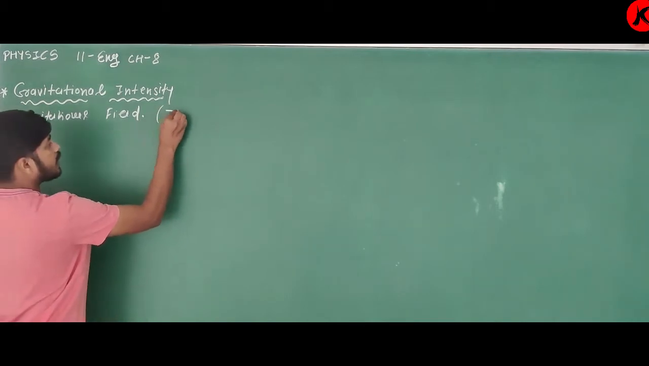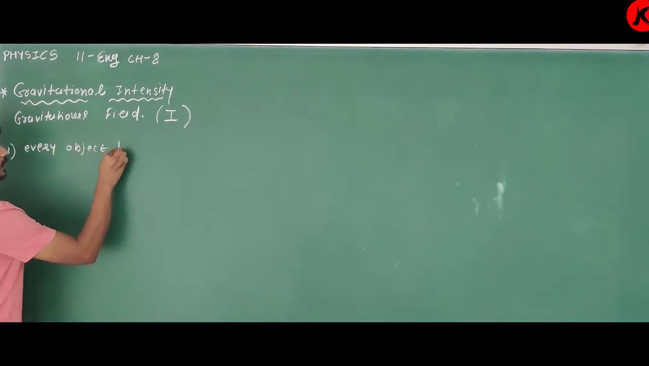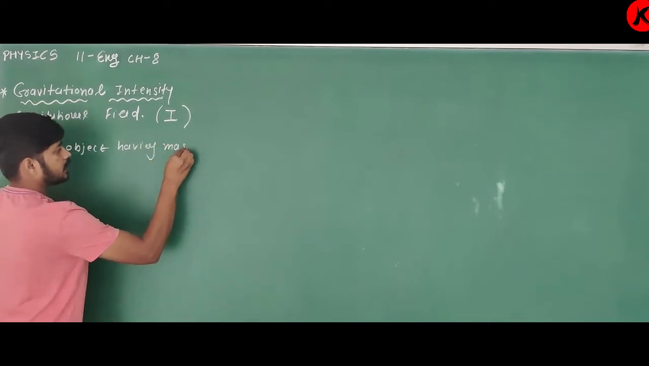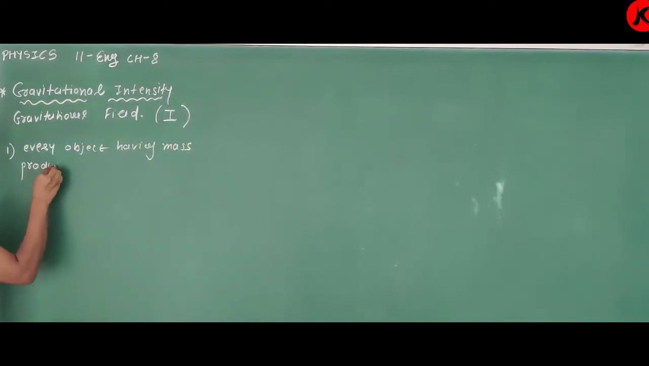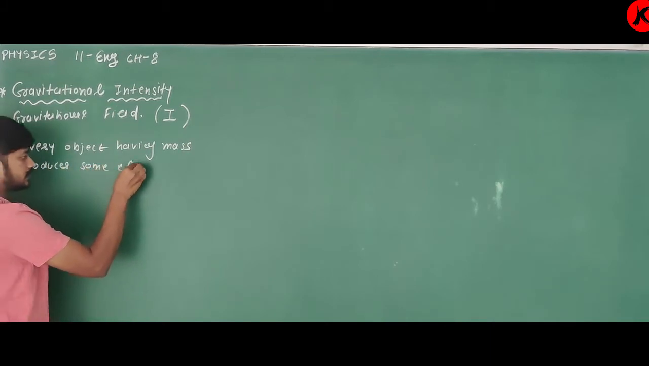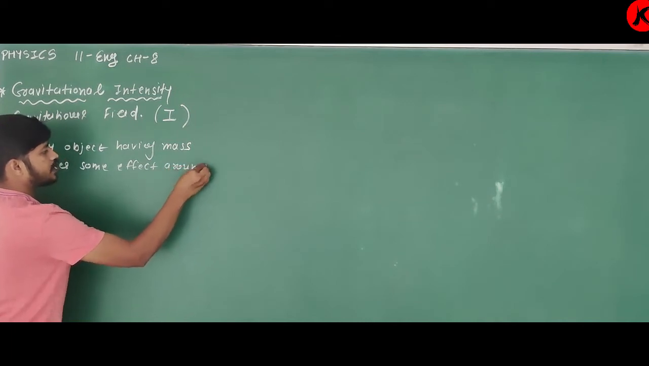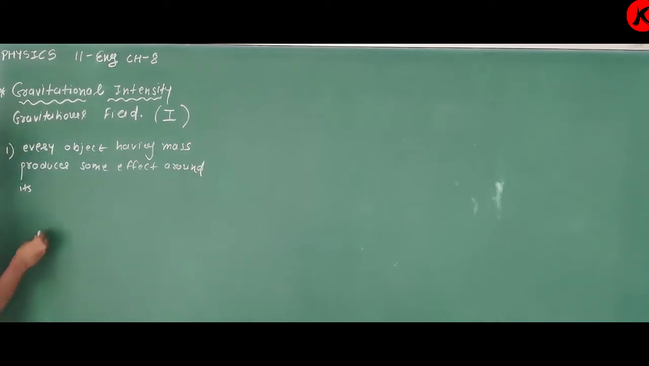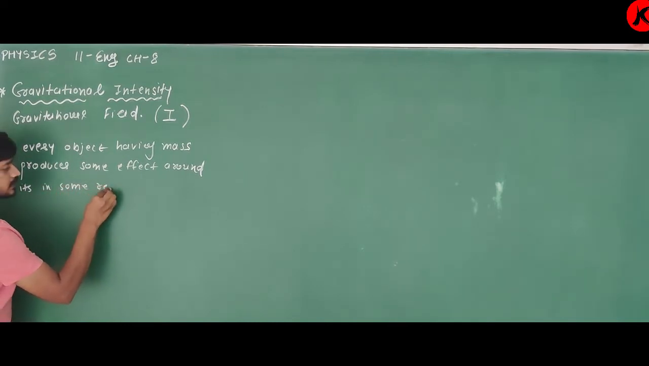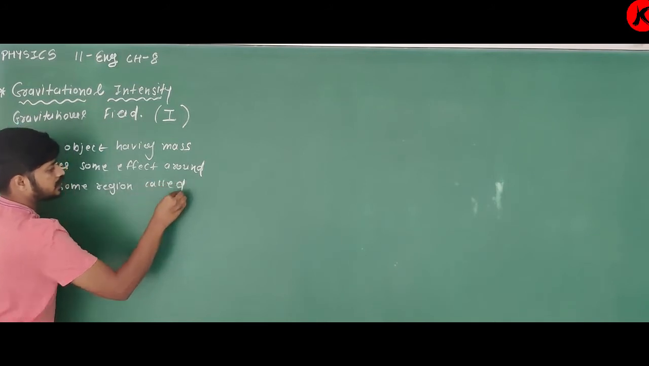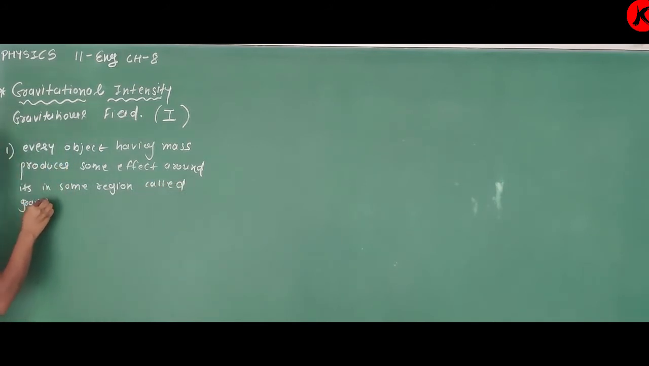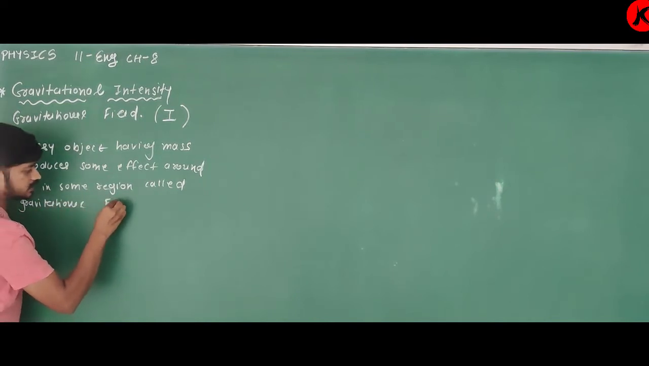Okay, so see here, gravitational intensity or gravitational field is denoted by I. The first statement you have to remember: every object having mass produces some effect around it in some region called gravitational field. Every object having mass produces some effect around it.